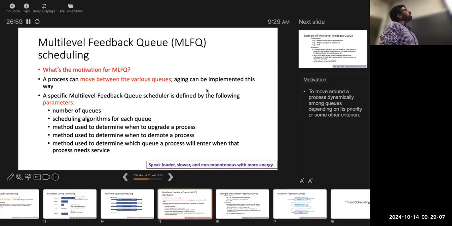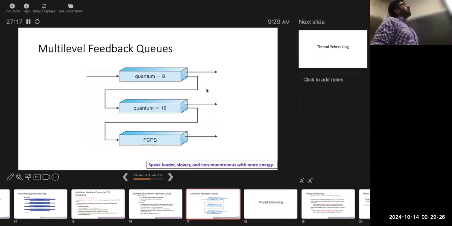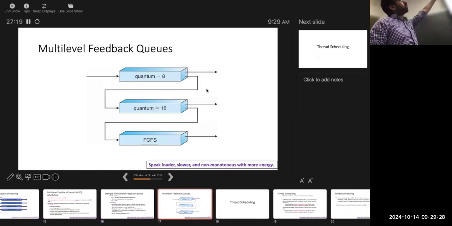Okay. So a process can move between the various queues. Aging can be implemented in this way. Aging is just a specific case where you can use this approach. So here, actually, let me first go to the next slide. Here you have multiple queues. Let's say you have a queue at the top, then one in the middle, and then one at the bottom. So you use different priority levels, right?